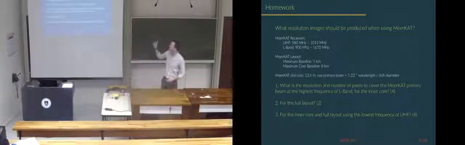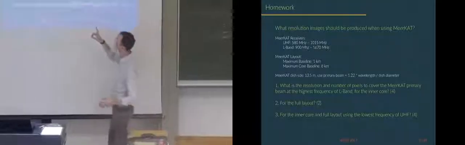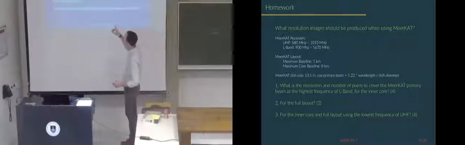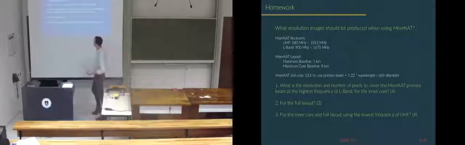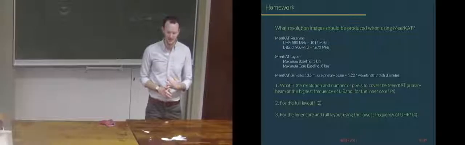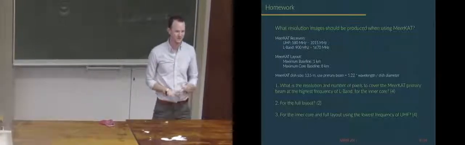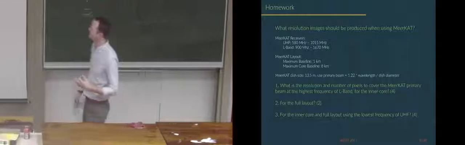So the homework should be fairly easy. It's basically just writing out some numbers. It shouldn't be too hard. The one point you need to note is that baseline and core baseline, those two numbers are switched, but you'll notice that as you answer it. The idea is to work out the resolution and number of pixels for MeerKAT at the different observing frequencies. I can't imagine this should take more than 10 minutes. It should be pretty easy.